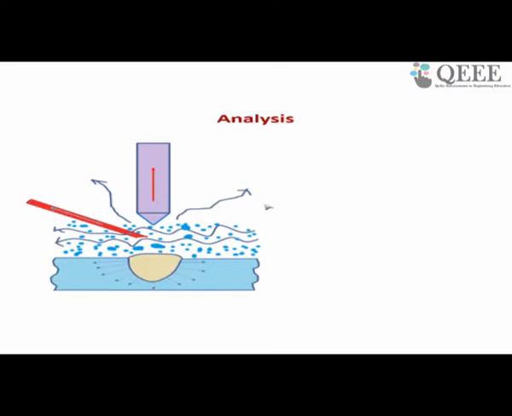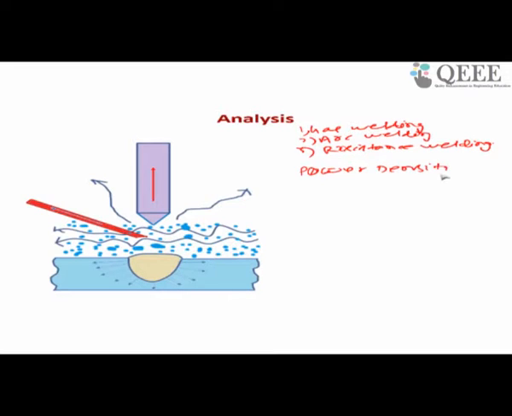Before that, we will do a power density analysis, a heat analysis of welding processes. What did we discuss? We discussed gas welding, then mainly arc welding, and third, mainly resistance welding. Now the welding processes can be classified based on power density. What is power density? Power density is nothing but power by area.